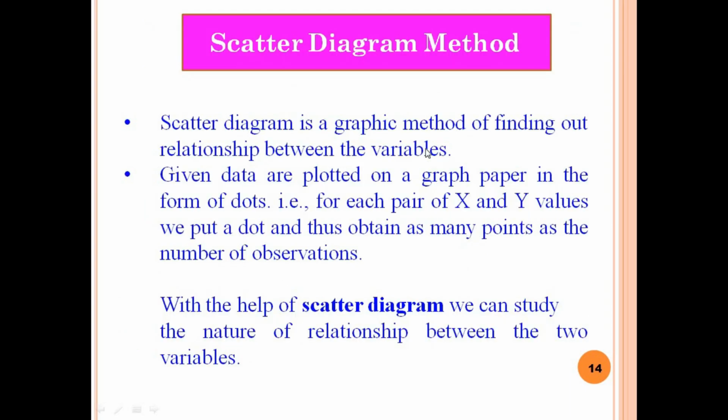So what is the scatter diagram method? Scatter diagram is a graphic method of finding out the relationship between the variables, and the given data are plotted on a graph paper in the form of dots. That is, for each pair of x and y values, we put a dot and thus obtain as many points as the number of observations. With the help of the scatter diagram method, we can study the nature of relationship between the two variables.